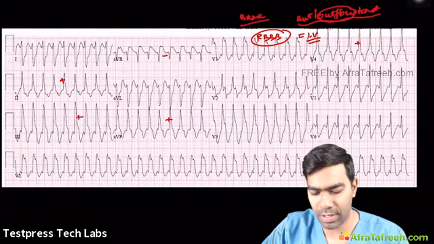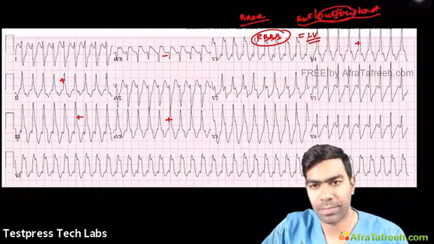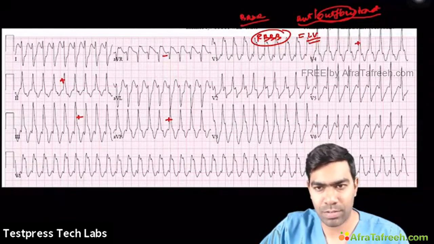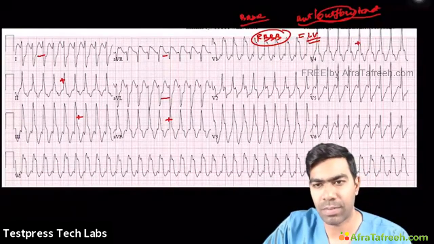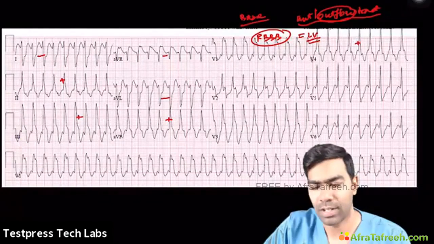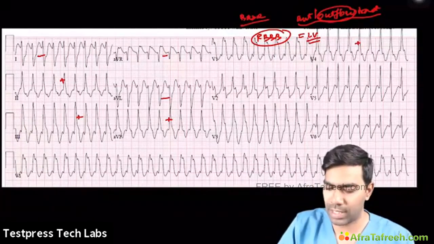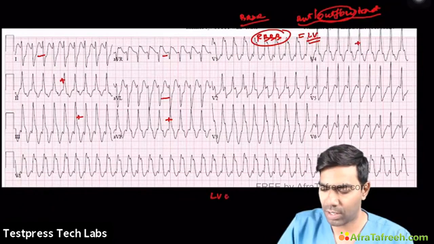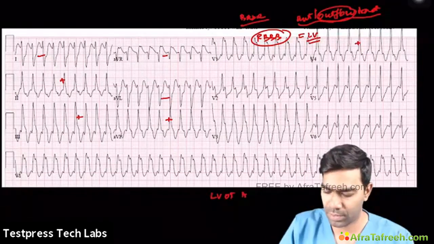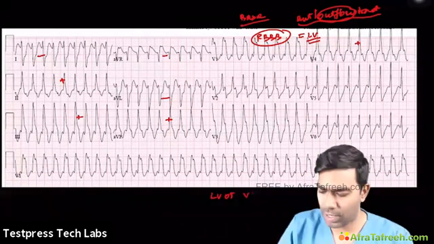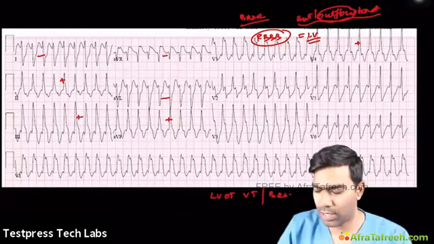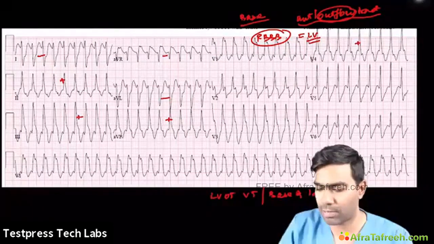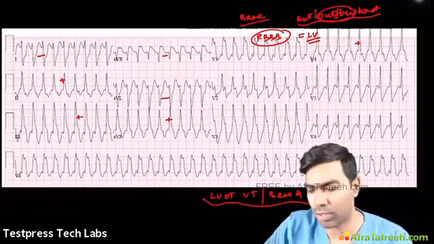Then finally, to tell whether it is septal or lateral, you see the 1 and AVL. Are 1 and AVL negative or positive? Of course, 1 and AVL are negative. So if 1 and AVL are negative, it is coming from the lateral side. Clear? So what I'm trying to tell is this is a left ventricular outflow tract ventricular tachycardia, very likely originating from the base of the heart and the lateral portions of the myocardium. This is the diagnosis of the ventricular tachycardia.